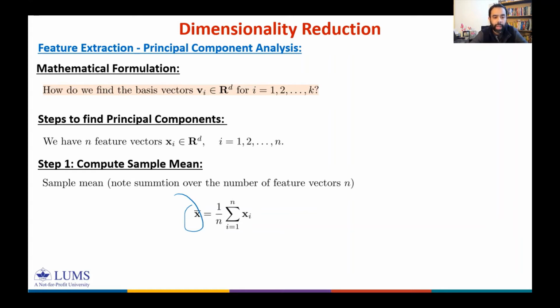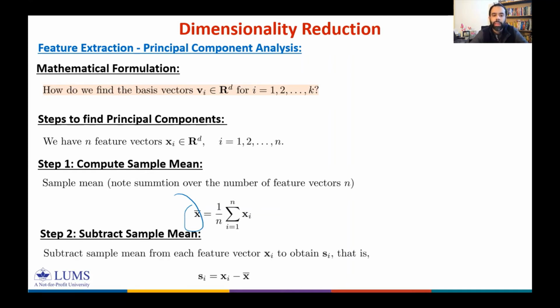Okay, once you obtain this x bar, the sample mean, we subtract the sample mean from each feature vector, right? So what is the size of x bar? x bar belongs to R^D. Okay. So we subtract this x bar from every x_i, right?